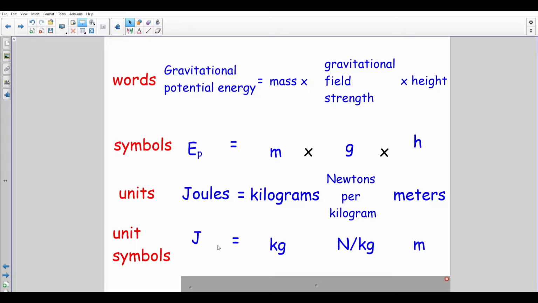And the unit symbols are here: J for joules, kg for kilograms, N/kg for newtons per kilogram, and m for meters. Obviously, we might need to pause this. We've done this a few times now, so you should know what you're doing. This whole thing, all of it, needs to be written down in your books so that you know what this equation is with all the units and everything. So pause the video again.